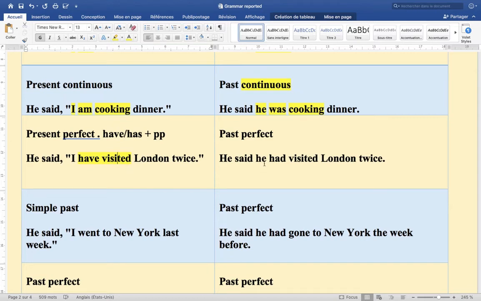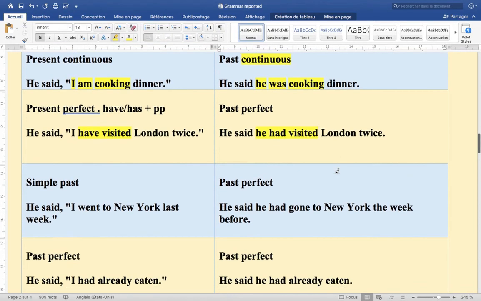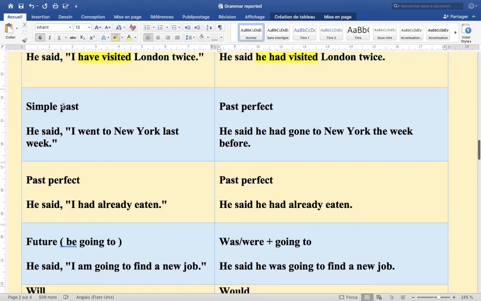He said that he had visited London twice. This means that we turn the present perfect into the past perfect, and the rule of the past perfect is had plus the past participle of the verb. He said that I have visited London twice becomes He said that he had visited London twice.